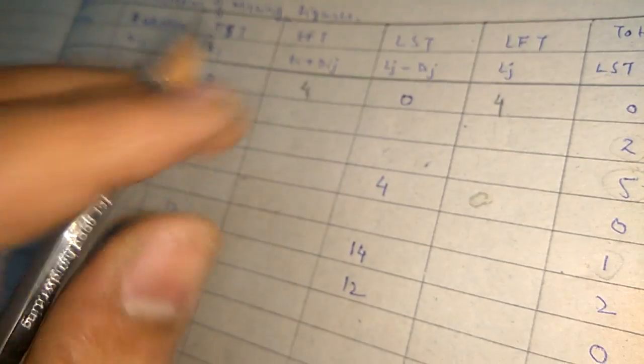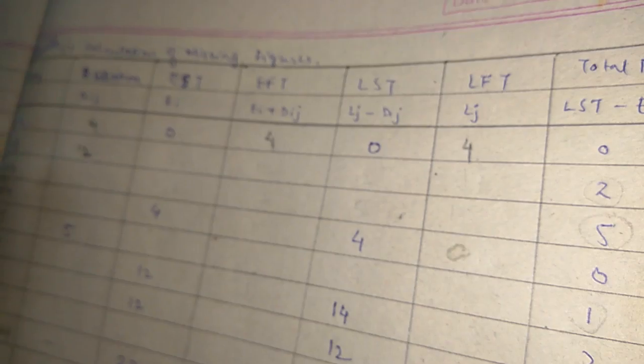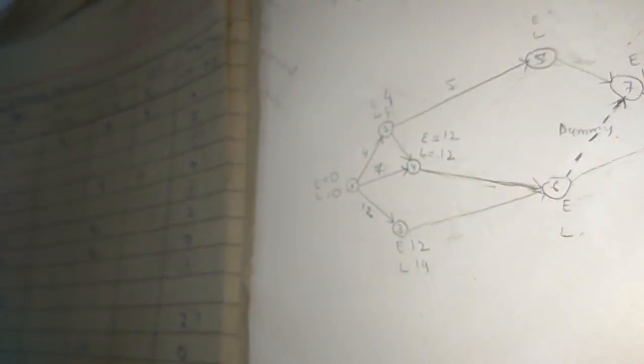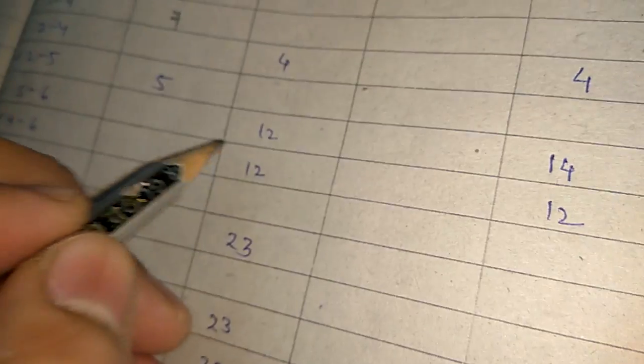Next one, 1 to 3. Other information is missing. Between 1 to 4, duration will be 7. Between 2 to 4, now we will put the entire value which is written in ball pen. 12, 14, between 3 to 6, Ei is 12, Lj is 12.